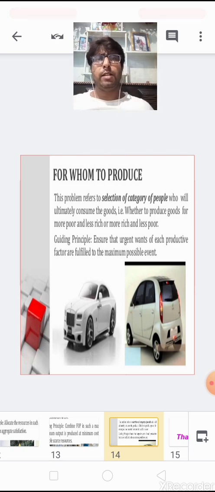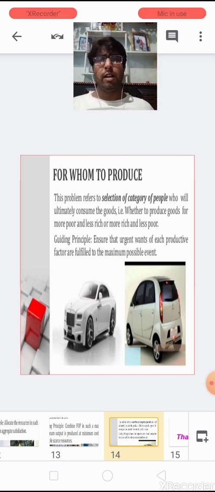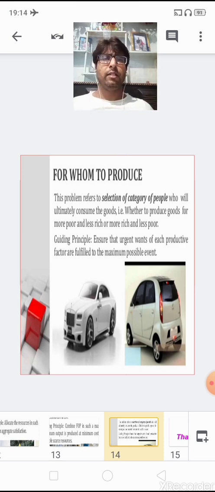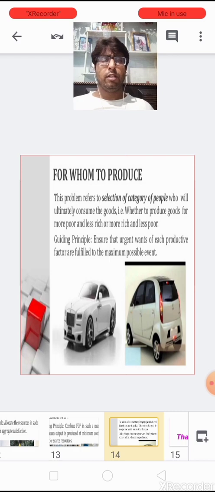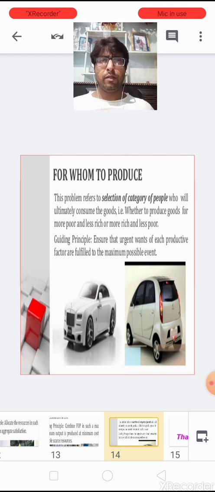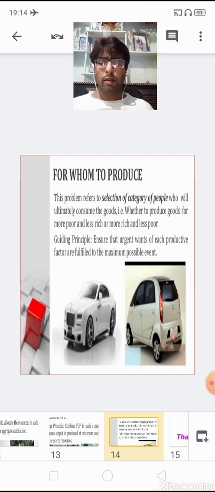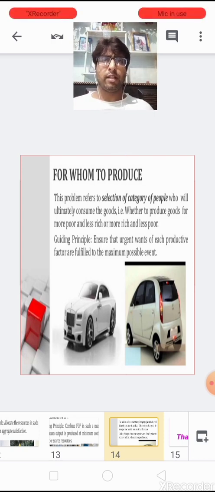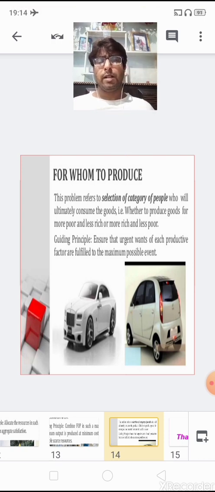In a free enterprise economy, the decisions relate to different sets of buyers in an economy. Broadly, there are two sections of the society. The first one is the richer sections, and the second is the poor sections of the society. Children, it is a normal tendency that producers would obviously incline to produce more for the richer sections and less for the poor sections, because the paying capacity of the richer is more than the paying capacity of the poor.